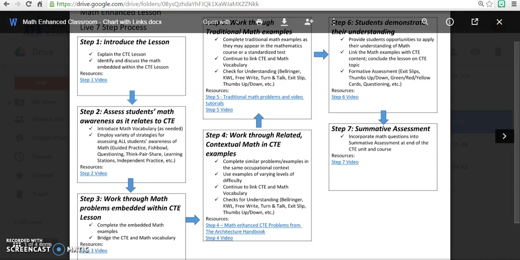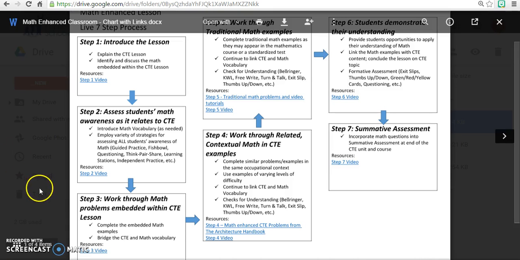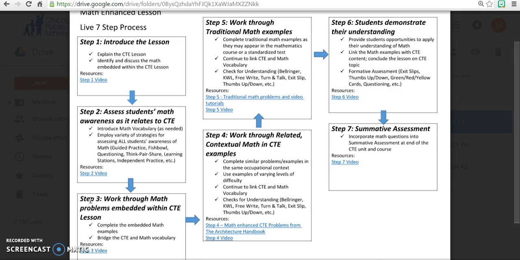Step 4 of the Math Enhanced lesson is to work through related contextual math. If you remember in Step 3, our focus was taking the math concept that we were trying to teach our students and making sure that it was embedded within the CTE lesson. What we're focusing on in Step 4 is the same idea, the same math concept, but we're going to be taking it either in a more difficult direction or applying it to a different type of CTE concept.